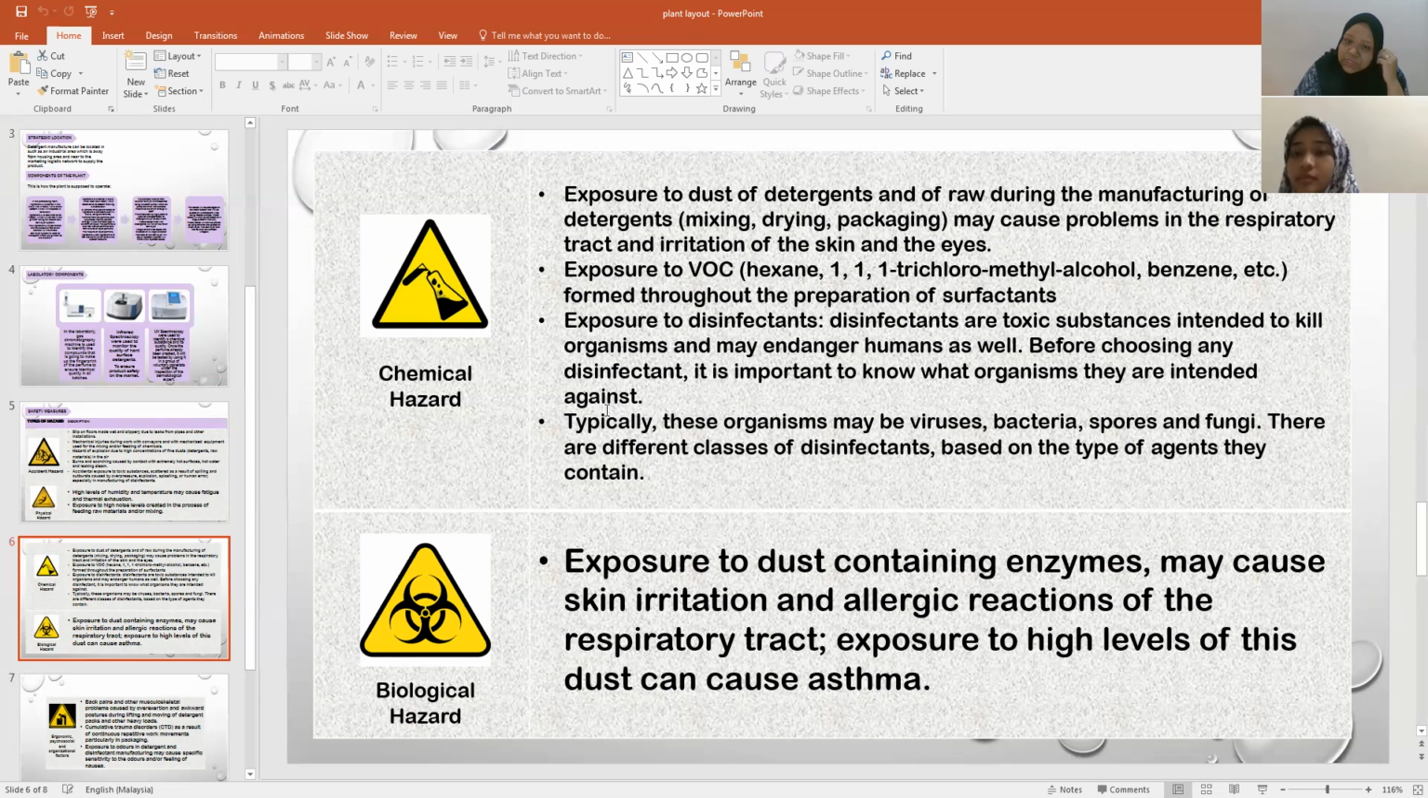And then exposure to the disinfectant. Disinfectants are toxic substances intended to kill organisms and may endanger humans as well. Before choosing any disinfectant, it is important to know what organisms they are intended against. Typically, these organisms may be viruses, bacteria, spores, and fungi. There are different classes of disinfectant based on the type of agent they contain.